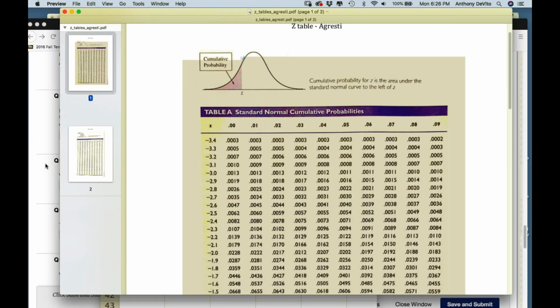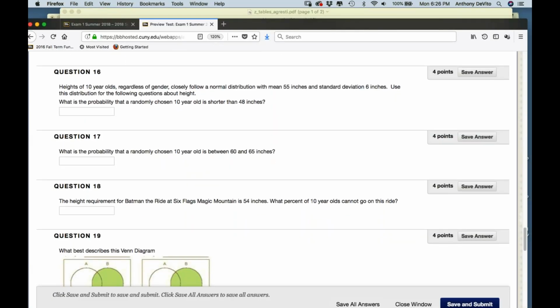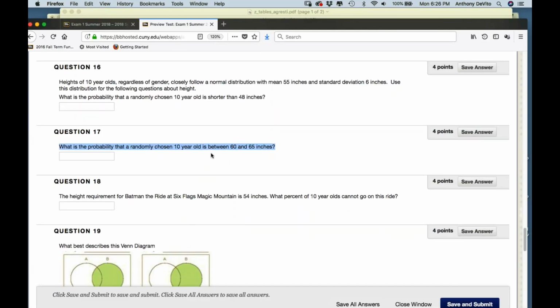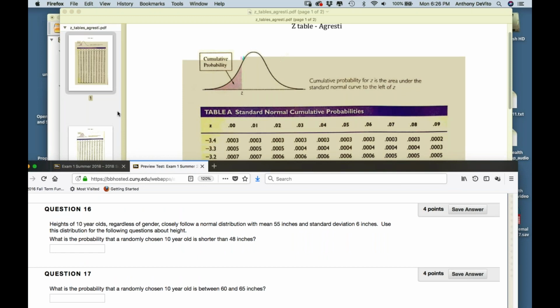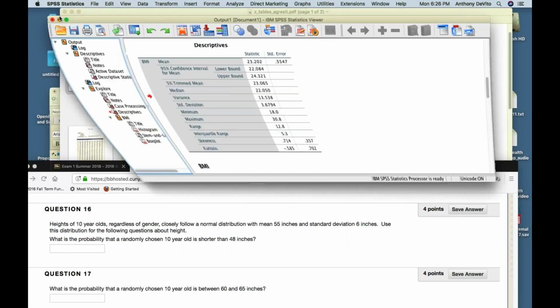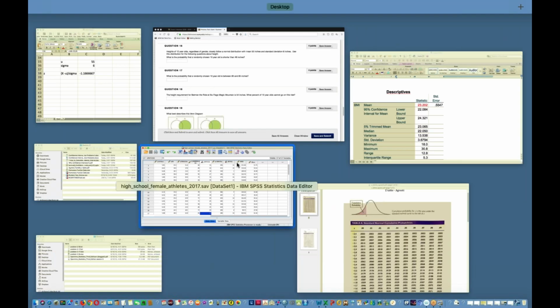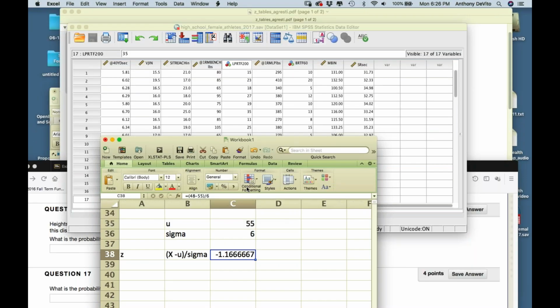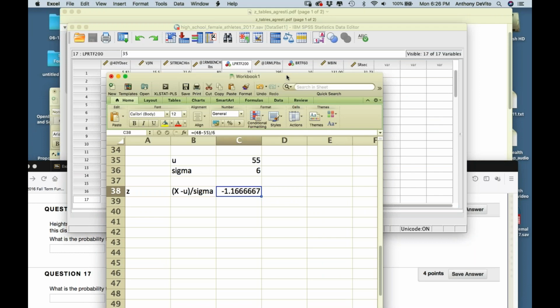Okay, so let's look at the next problem. Next problem is, what's the probability that a randomly chosen 10-year-old is between 60 and 65 inches? Okay, let's go back to our Excel. Let me get that out of the way. See if I can find Excel here. There we go. Between 60 and 65 inches.